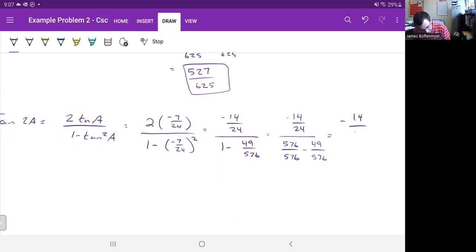So that means that would be negative 14 over 24 on top over 527 over 576 on the bottom. Still not done yet, because we have a fraction divided by a fraction: keep, change, flip it. So that would be negative 14 over 24 times 576 over 527.